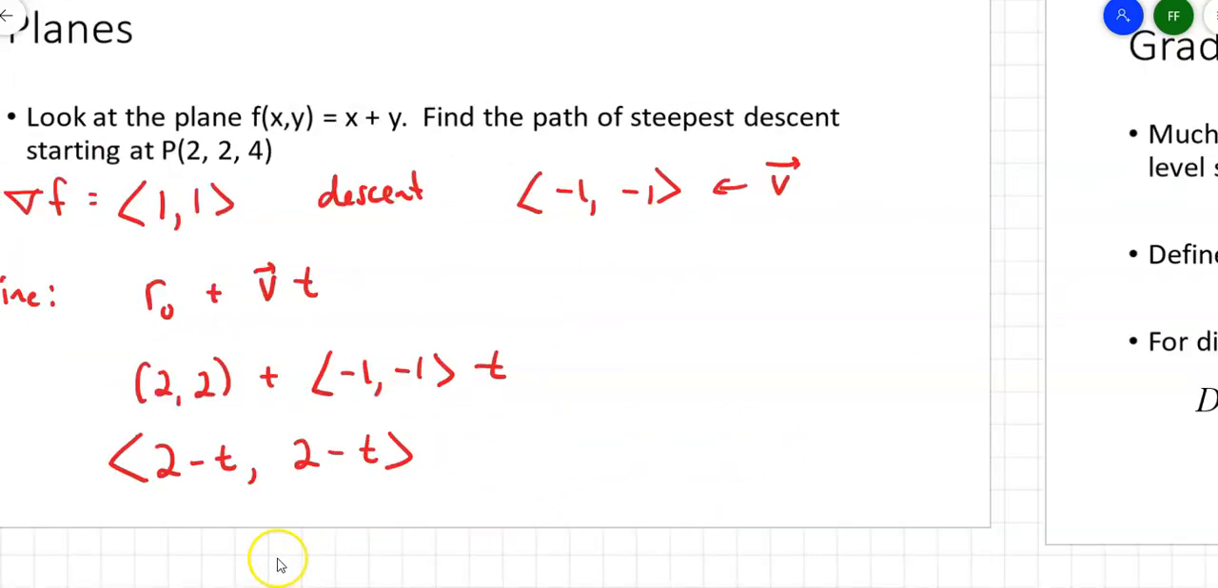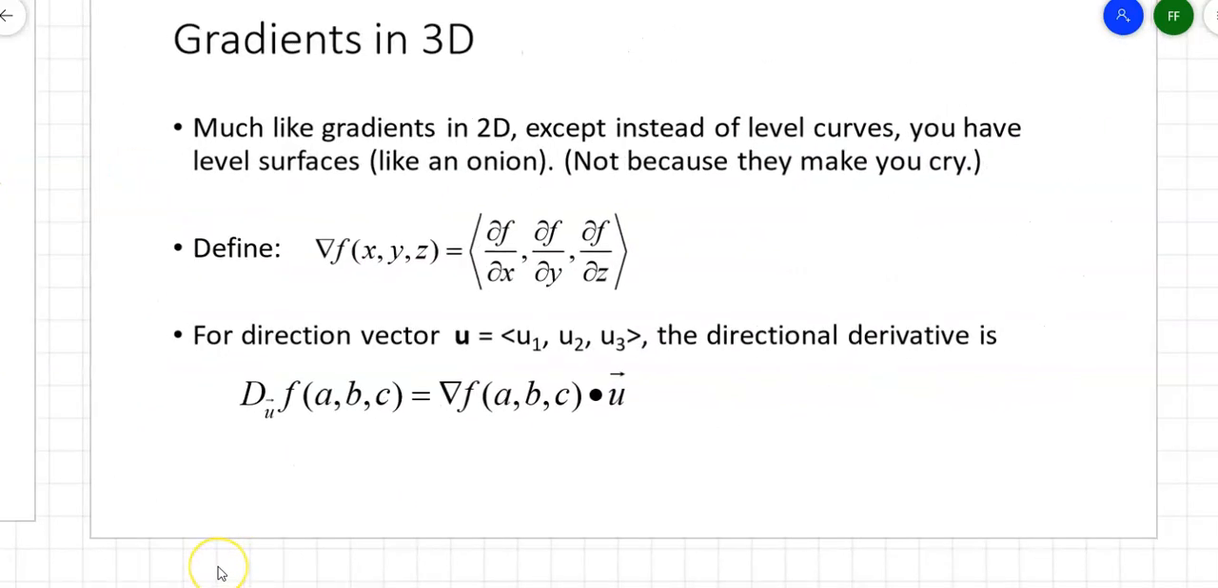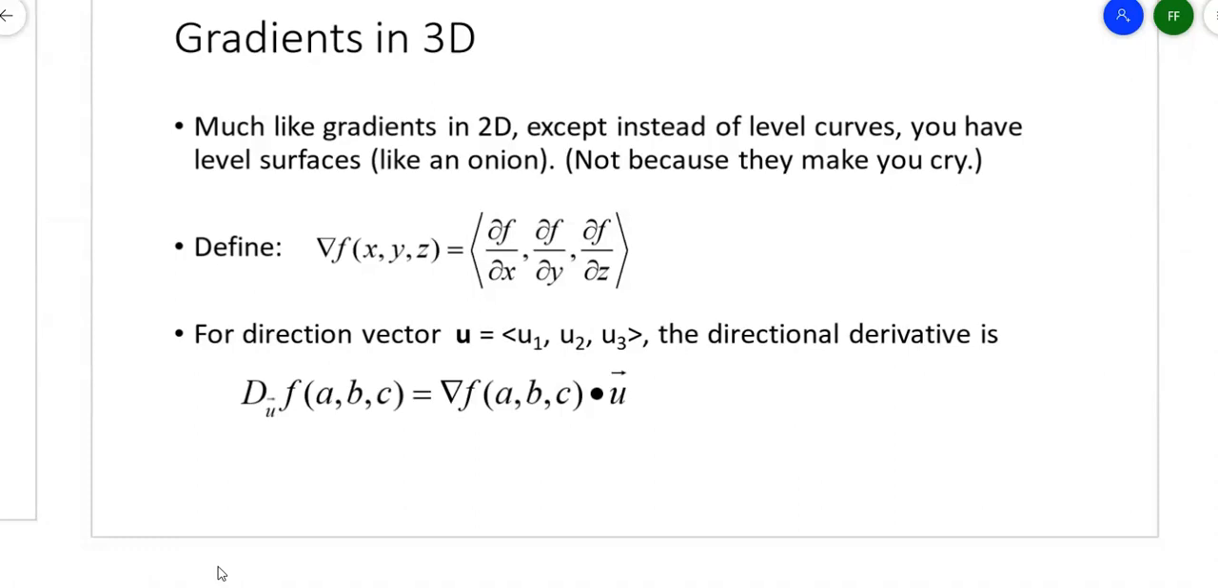All right, and the only other thing to mention then is, what do gradients look like in 3 dimensions? Well, instead of level curves, they have level surfaces. So you're going to peel these things away. Instead of taking the level curves and stacking them on top of each other, you're going to end up peeling level surfaces away like an onion. Not called that because they make you cry, just because they happen to be built one on top of the other on top of the other.